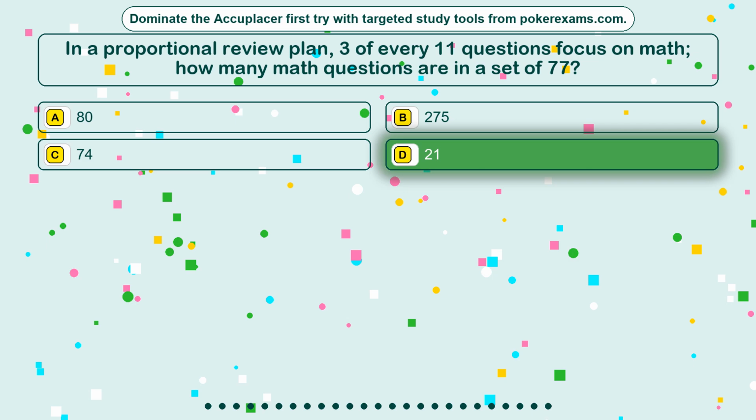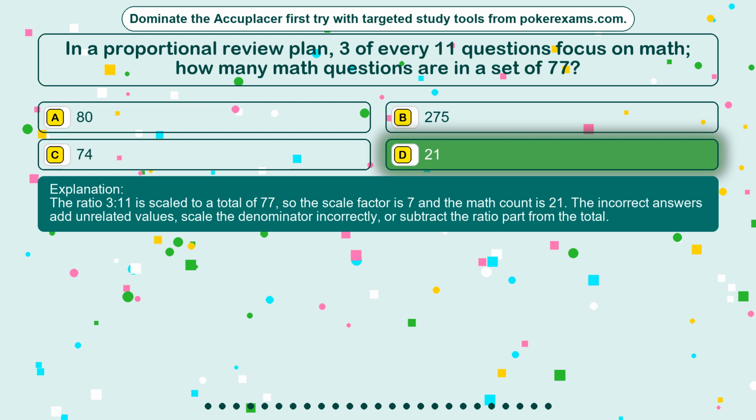The correct answer is option D, 21. The ratio 3:11 is scaled to a total of 77, so the scale factor is 7 and the math count is 21. The incorrect answers use unrelated values, scale the denominator incorrectly, or subtract the ratio part from the total.